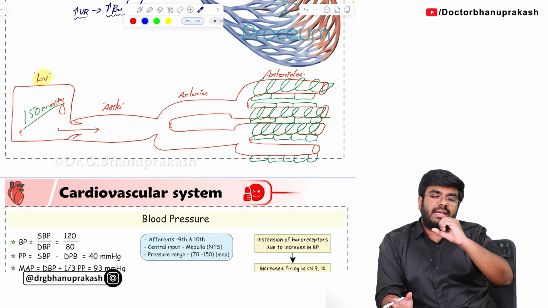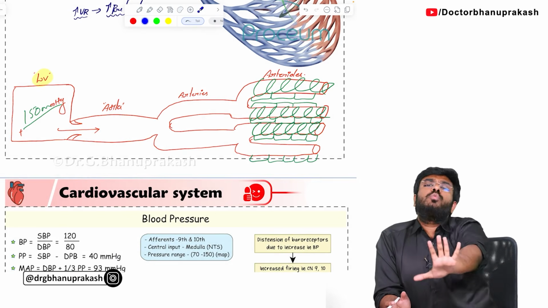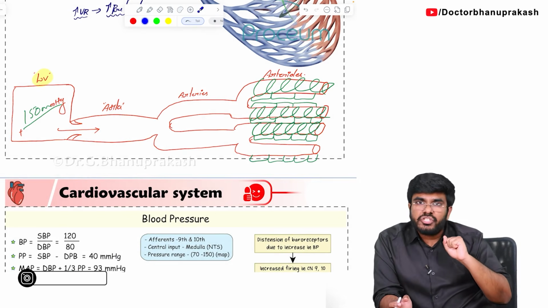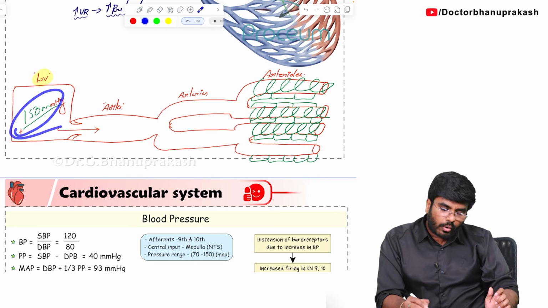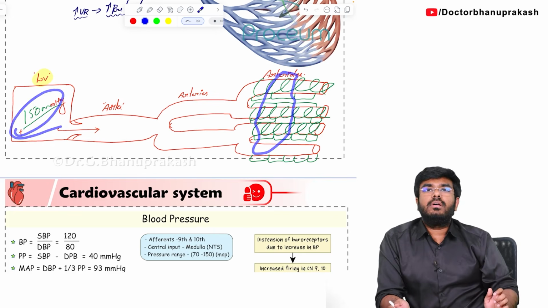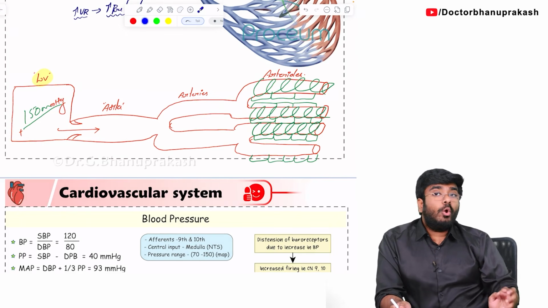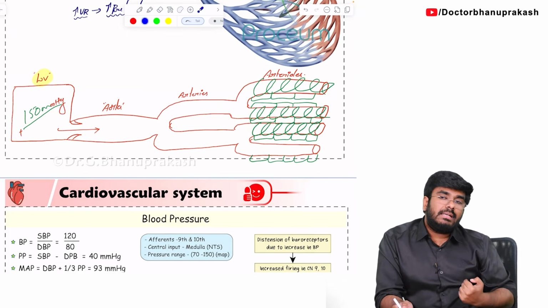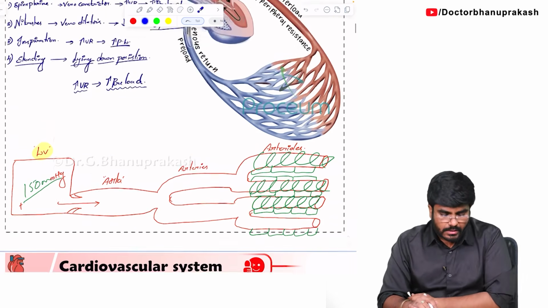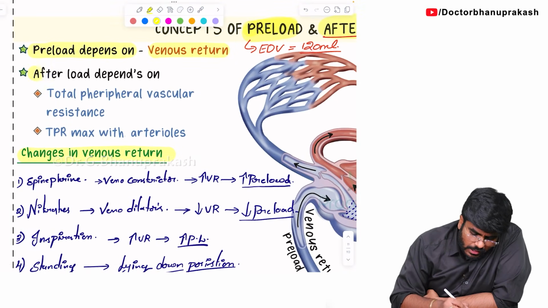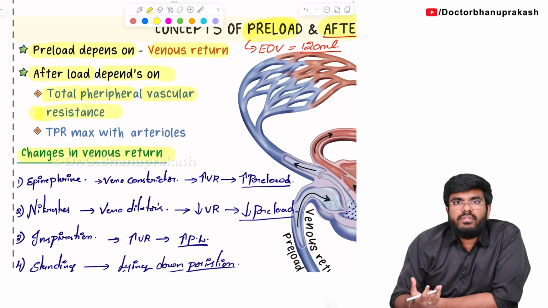If the vessels are dilated, it is very easy for the heart to push the blood. If the vessels are constricted, it is very hard for the heart to push the blood. So afterload is dependent on vascular resistance. Preload is dependent on venous return, afterload is dependent on vascular resistance. So afterload depends on total peripheral vascular resistance, the resistance of all the blood vessels together.